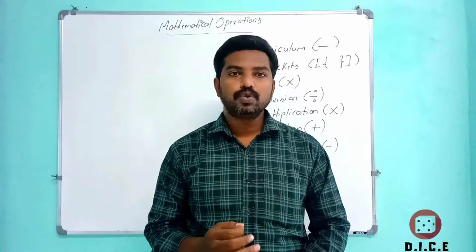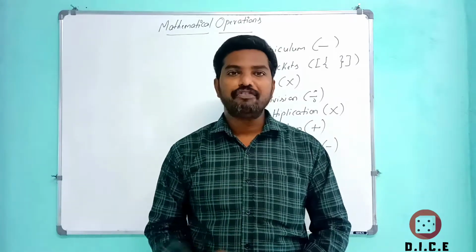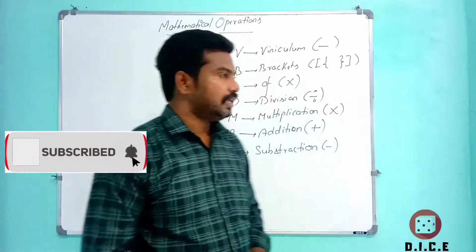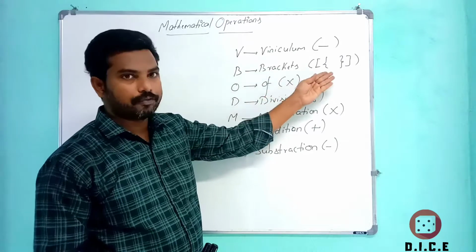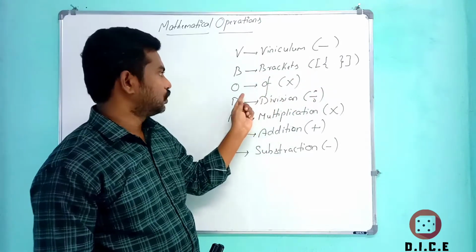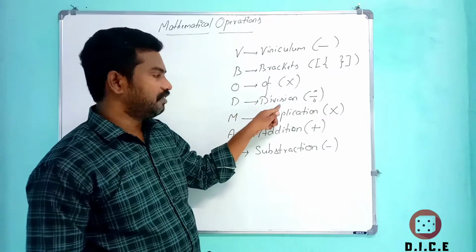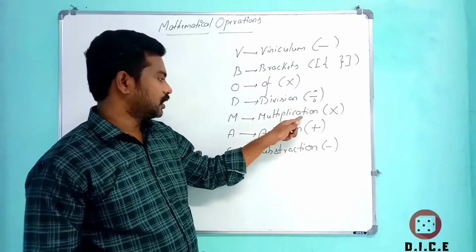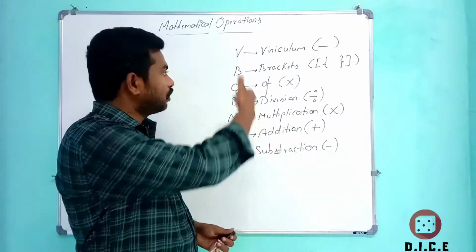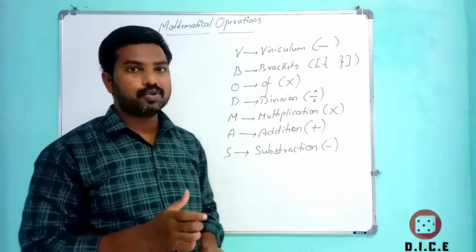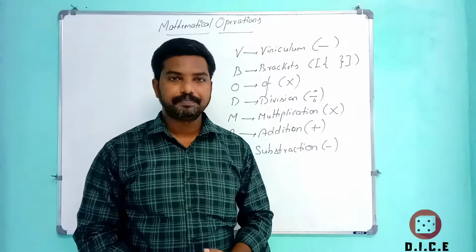So if you want to solve any questions from mathematical operations, it simply depends upon a rule called VBODMAS rule. V is for brackets, any sort of open or close brackets, O is for of, D is for division, M for multiplication, A for addition, and S for subtraction. According to the order from V to S, we have to solve any question. By using this rule, we can solve any question from mathematical operations.